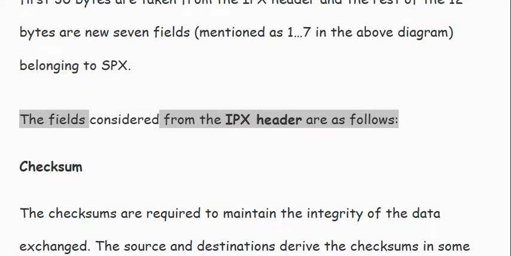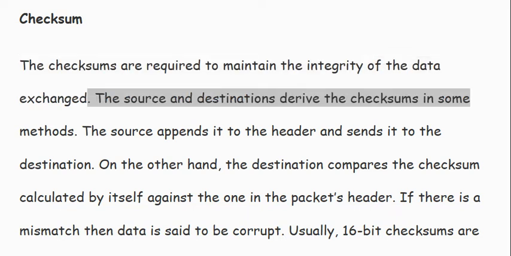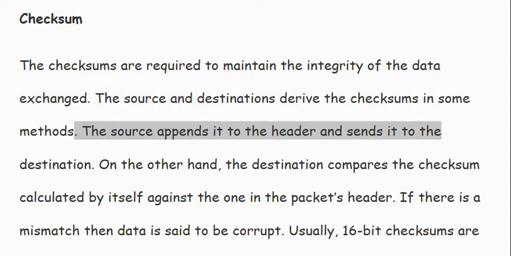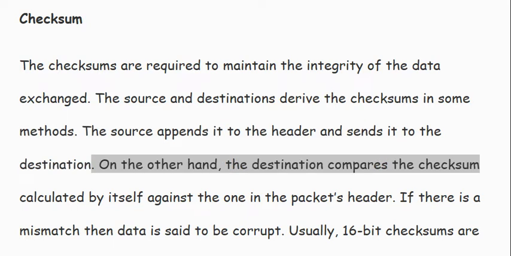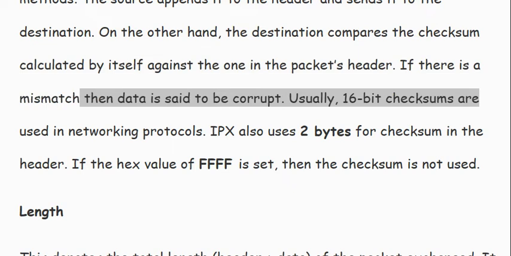The fields considered from the IPX header are as follows. Checksum. The checksums are required to maintain the integrity of the data exchanged. The source and destination derive the checksums in some method. The source appends it to the header and sends it to the destination. On the other hand, the destination compares the checksum calculated by itself against the one in the packet's header. If there is a mismatch, then data is said to be corrupt.